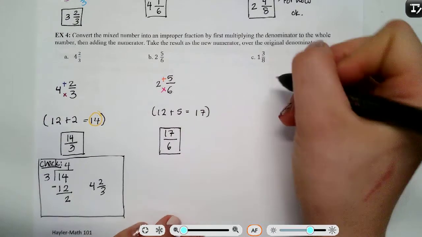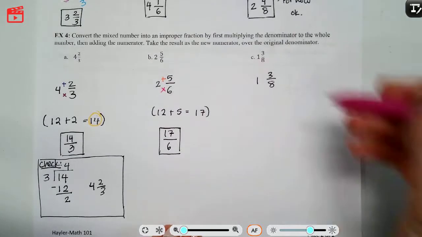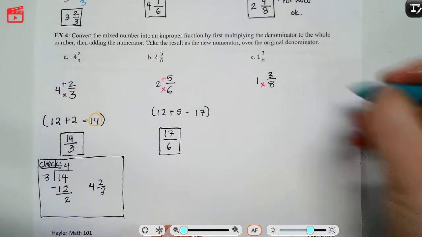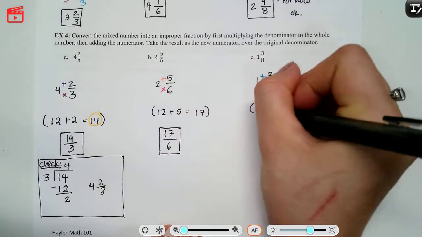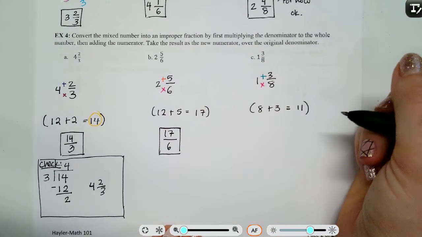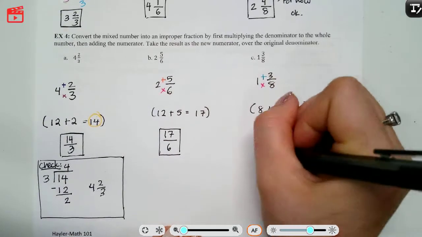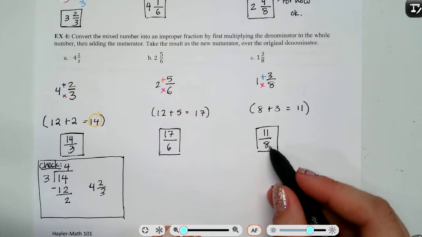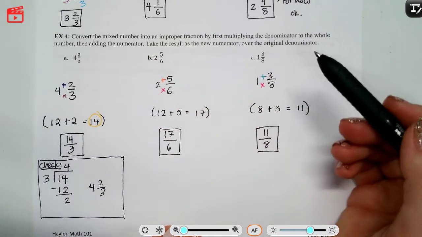And C, let's rewrite this again. And do the multiplication. So 1 times 8, and then add the 3. So 1 times 8 is going to be 8. Adding 3 is going to be 11. All right, so my fraction is going to be 11/8. So this is the mixed number, and this is the improper fraction, and that was the original mixed number.